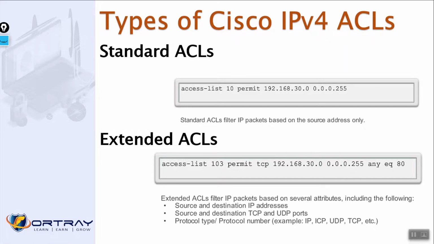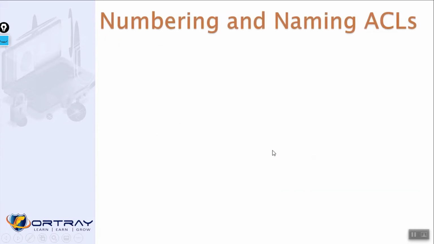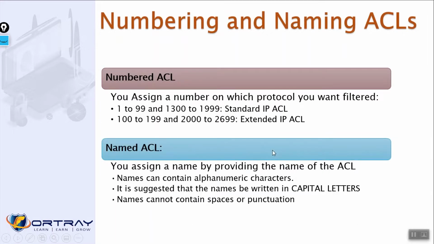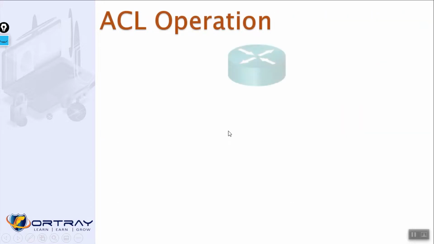Extended is good, because it has more filtering options than the standard access list. You can also use a number. This is how you define the standard and the extended access list: based on the number from 1 to 99 or 1300 to 1999, we have a standard IP access list. From 100 to 199 or 2000 to 2699, extended IP access list. Basically, if you define a number, it will define itself automatically as a standard or extended access list.